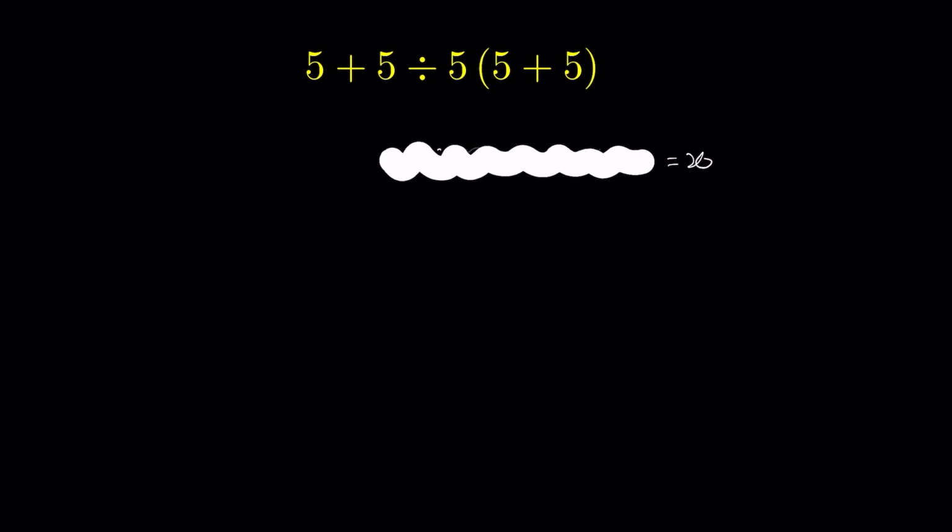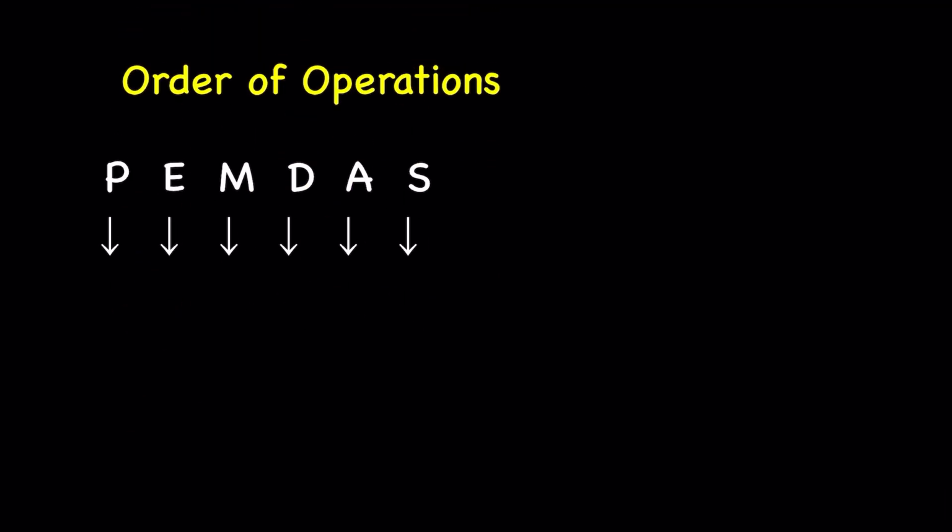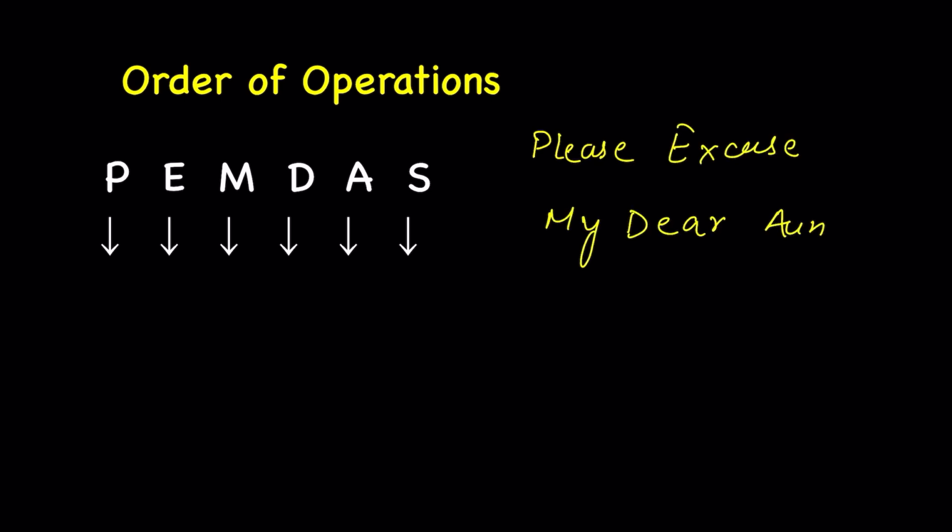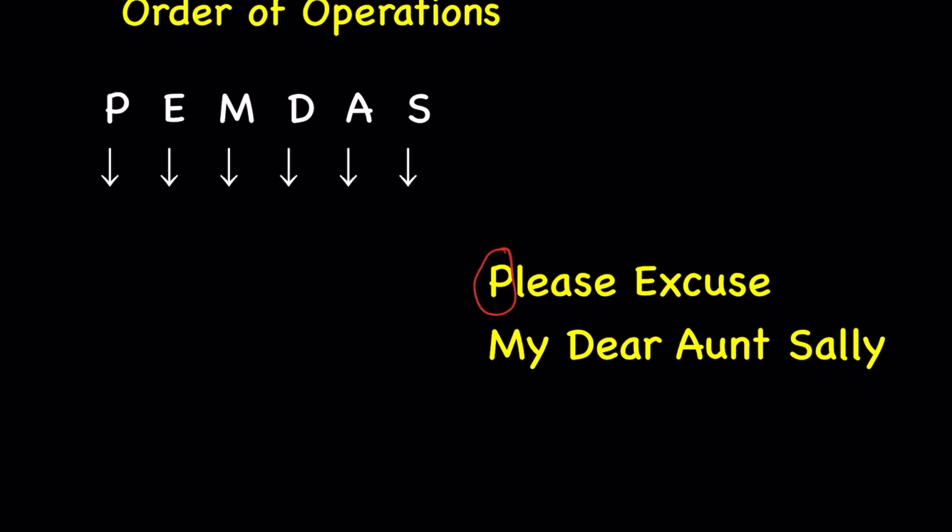If it is, it's not the right way, because when we have a number of operations, we have to follow a certain order. This is called the order of operations, and we remember it through a mnemonic called PEMDAS. If you want to remember this mnemonic, you can remember the sentence, please excuse my dear Aunt Sally. P for parenthesis, E for exponent, M for multiplication, D for division, A for addition, and S for subtraction. So all the capital letters in this sentence stand for the order of operations.